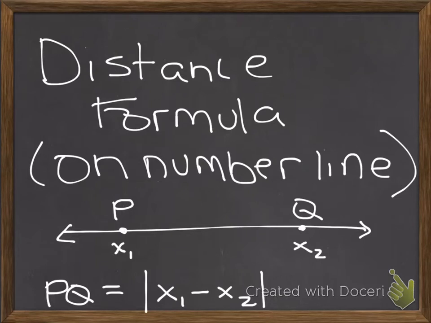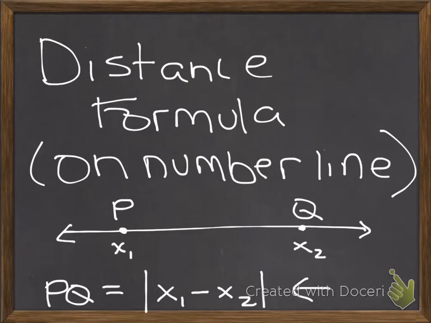This is the distance formula. This is pretty simple if you think about it. If you take 2 points or 2 values, one at P on this line and one at Q, you would take those 2 values and subtract them, but then think about them never being negative because it's distance, okay? So that's why we put absolute value symbols around the x1 minus x2.